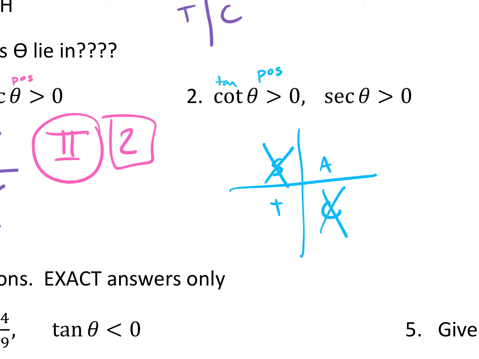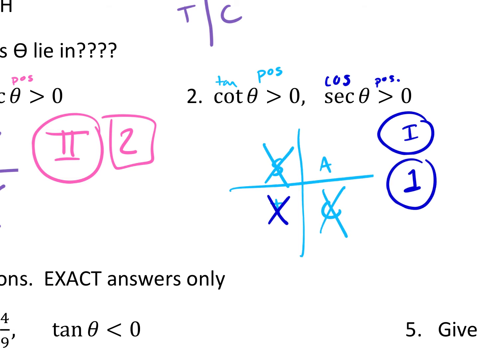And then our next hint says secant is greater than 0. So this means that it's positive. Secant goes with which trig function? Cosine. Is cosine positive in the tangent quadrant or in the all quadrant? The all one. So we can cross out tangent, and we're just left with A, which is which quadrant? The first one. So you could say 1 or 1, either way.